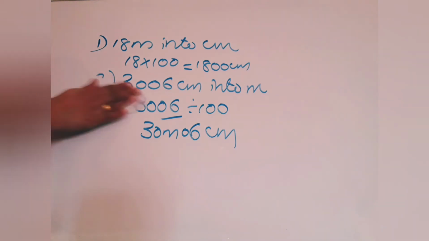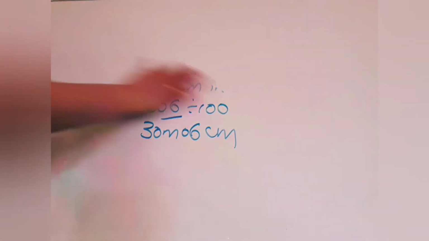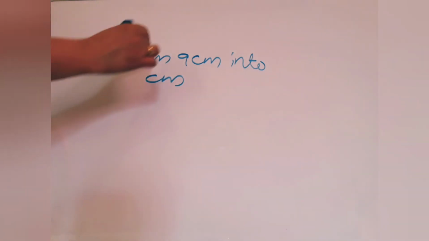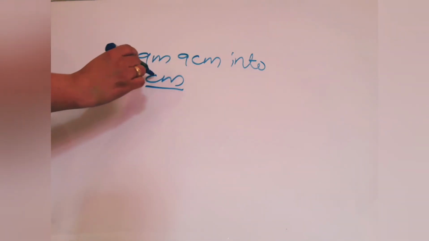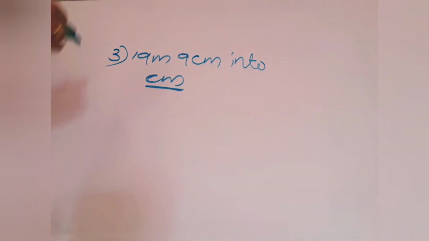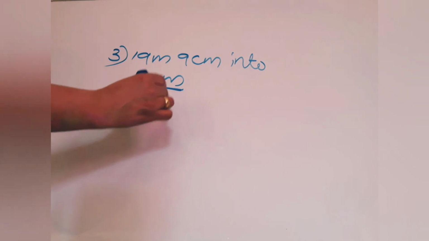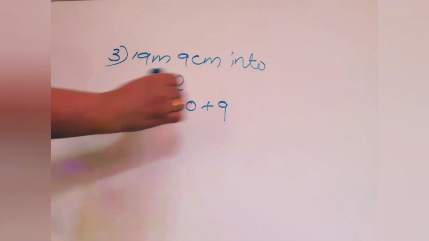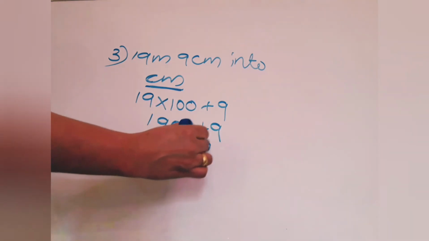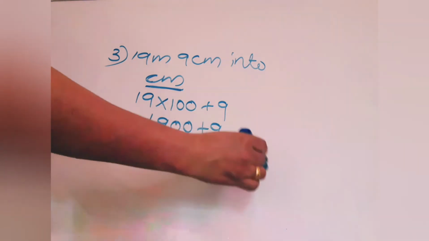Now let's see some other examples also, then we will wind up this video. If you get a number like this, 19 meter 9 centimeter into centimeter. So meter into what? Into centimeter. Into means big to small will come. Into centimeter, that means BSM will come here. Big to small multiply. 19 into 100 plus 9 is equal to 1900 plus 9 is equal to 1909 centimeter.